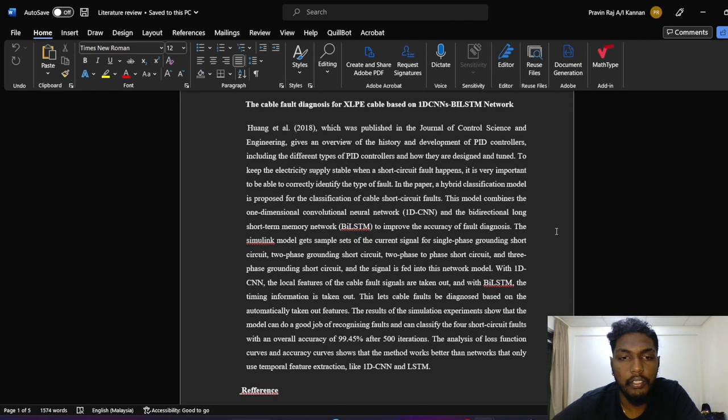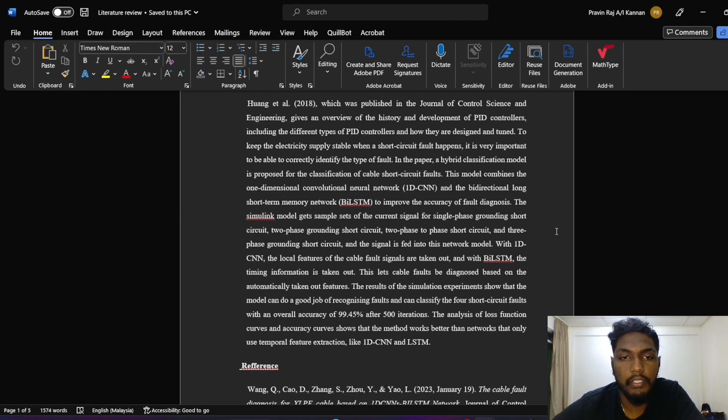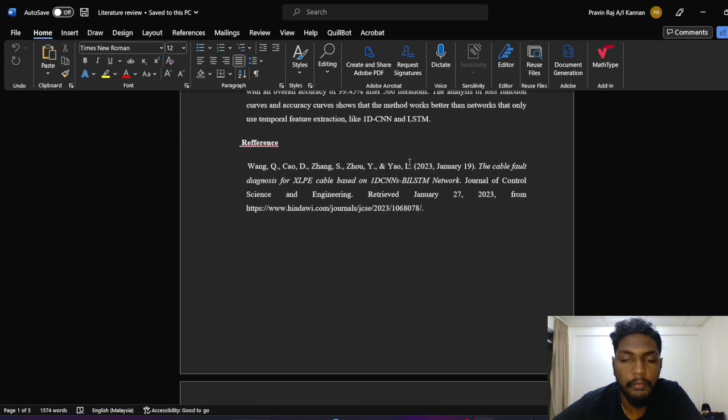The PID is designed to keep the electricity supply stable when a short circuit fault happens, and it's also very important to correctly identify the type of fault. A hybrid classification model is proposed for the classification of short circuit faults. The model combines a one-dimensional convolutional neural network, that is 1DCNN, and the bidirectional long short-term memory network, that is BiLSTM, which I said in the topic. The circuits are two-phase grounding short circuit, two-phase short circuit, and also three-phase grounding short circuit, and the signal is fed into the network with 1DCNN. So this is about the first research.